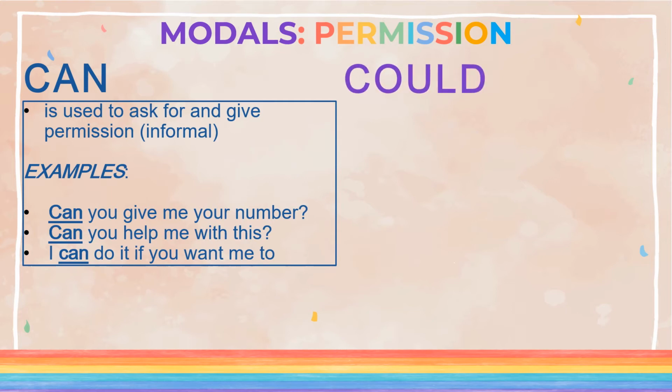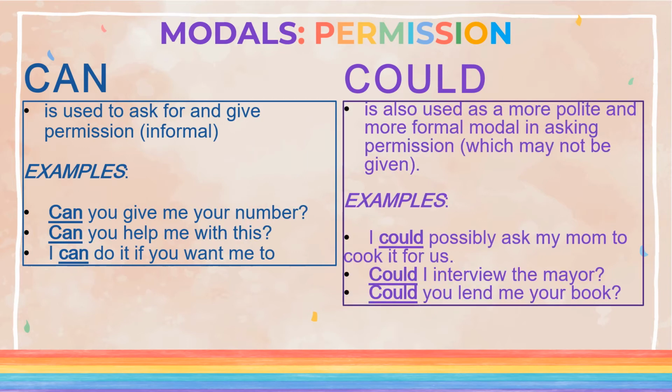Another modal is could. Could is also used as a more polite and more formal modal in asking a permission, which may not be given. Examples: I could possibly ask my mom to cook it for us. Could I interview the mayor? Could you lend me your book?